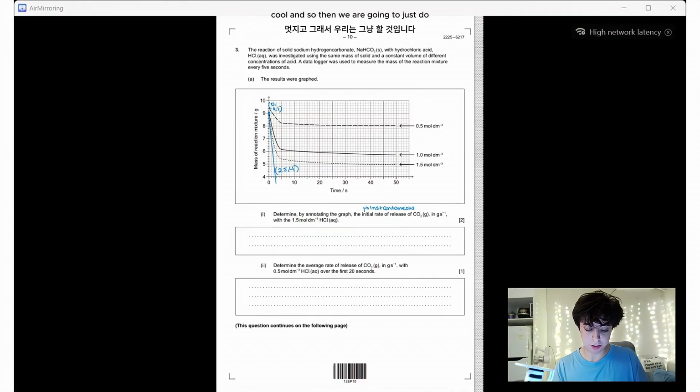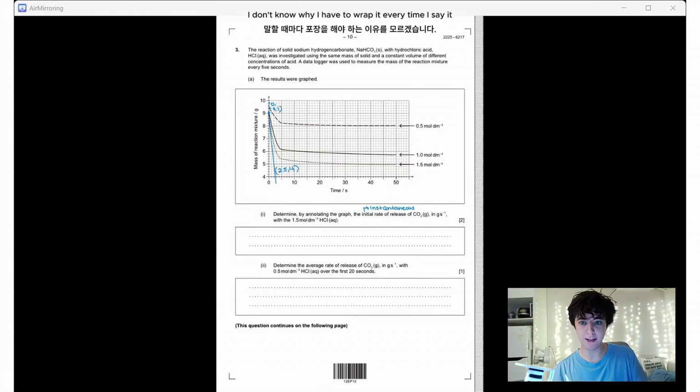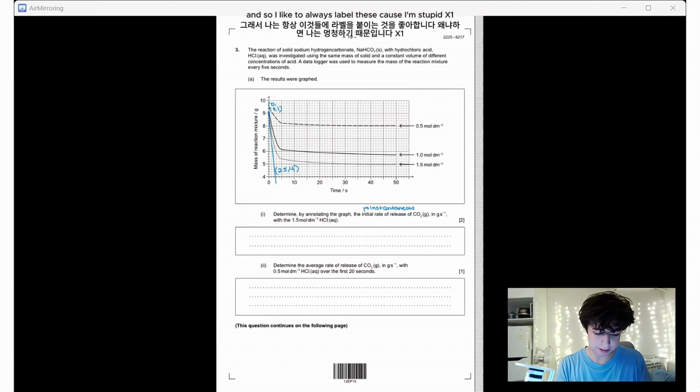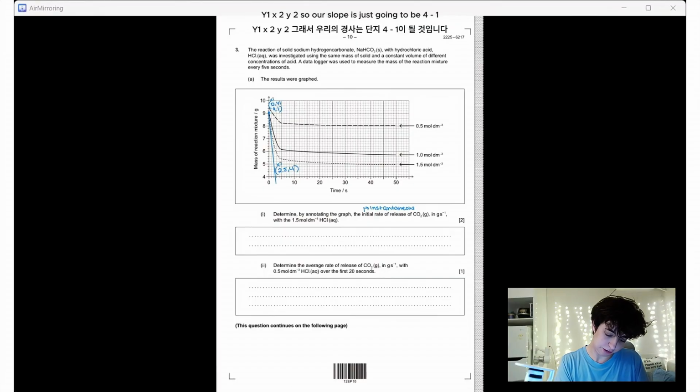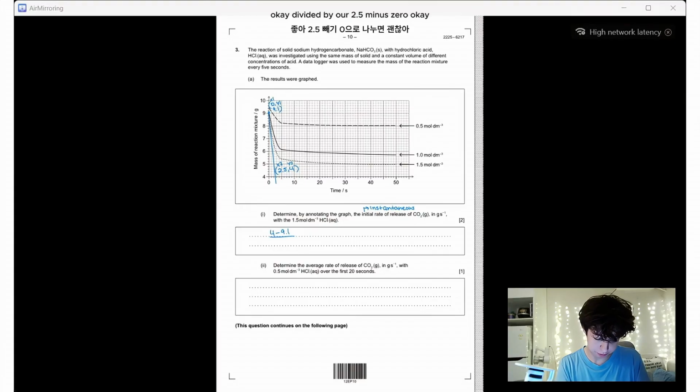And so then we are going to just find the slope by doing y2 minus y1 over x2 minus x1. I don't know why I have to wrap it every time I say it, but that's just how I learned it in middle school. Okay, and so I like to always label these because I'm stupid. x1, y1, x2, y2. So our slope is just going to be 4 minus 9.1. See, I even read that wrong. 9.1, divided by our 2.5 minus 0, okay?